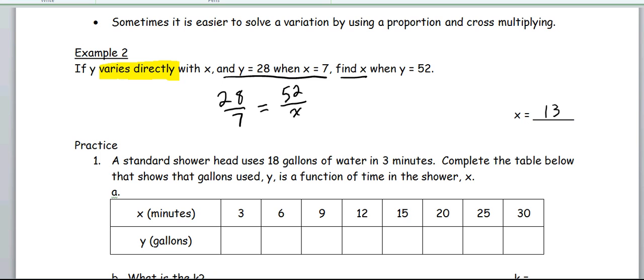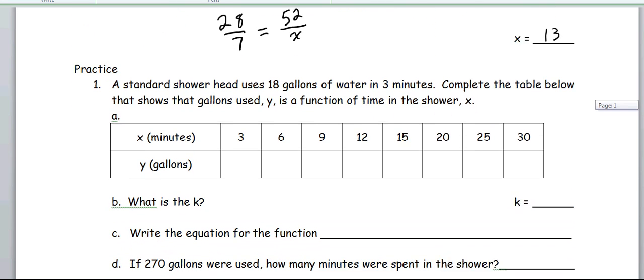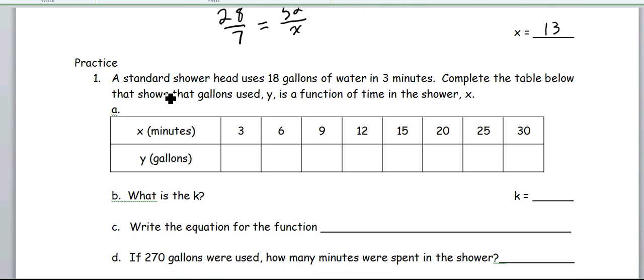Alright, time for a little practice. It says a standard shower head uses 18 gallons of water in 3 minutes. So I'm going to look here. I have 3, and there's 18. So I need to figure out what is the rest of this, but we're going to find our k first.